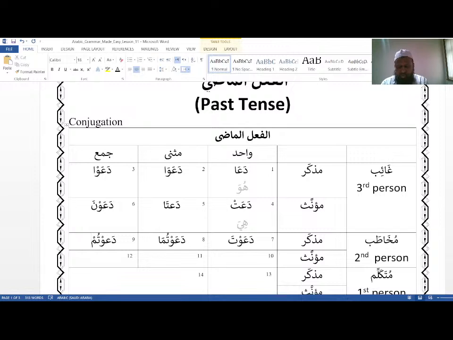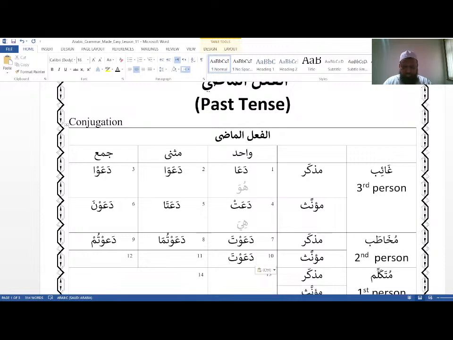Remember, I'm not teaching you here the ajwaf rules. I'm not teaching you the naqis rules. I'm just going through the rules. If you do remember, it's okay. If not, just memorize the sigas. دعا, دعوا, دعوا, دعت, دعتا, دعونا, دعوت, دعوتما, دعوتم.